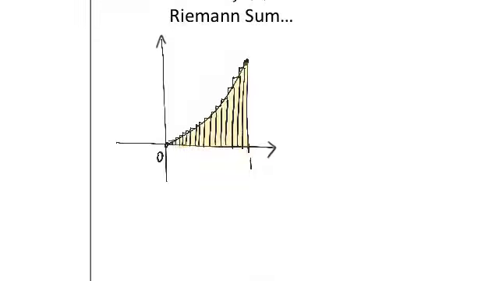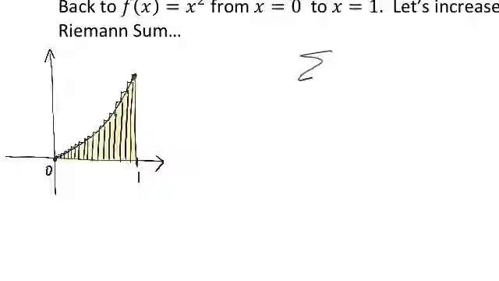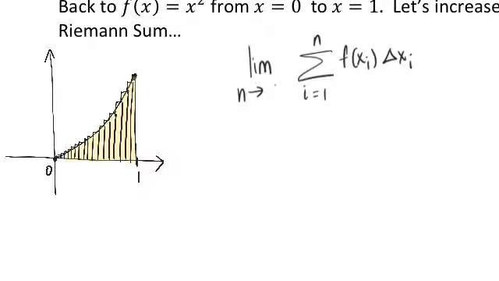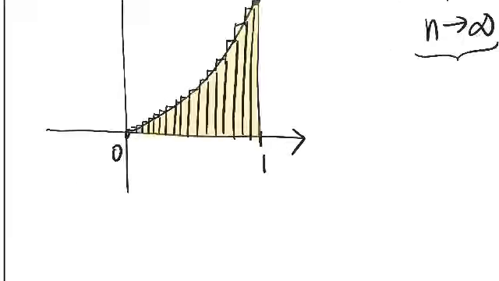We're going to say, I'm going to take this Riemann sum that I just developed, i equals 1 to n f of x sub i delta x sub i, and we're going to take a limit of this as n, the number of rectangles, gets bigger and bigger and bigger. I'm going to make the number of rectangles basically go to infinity, and that will then give me an exact area.